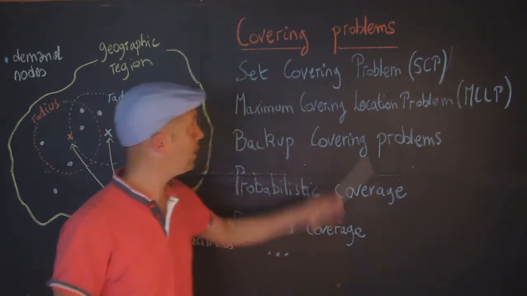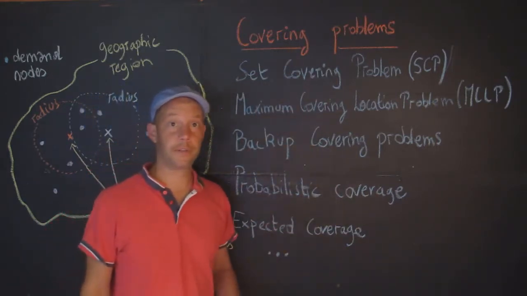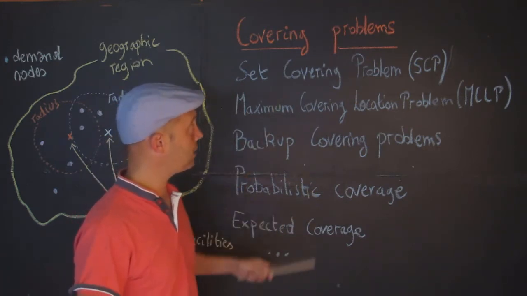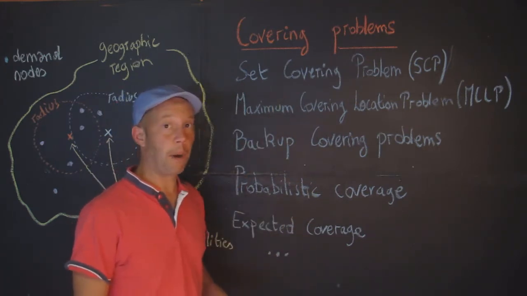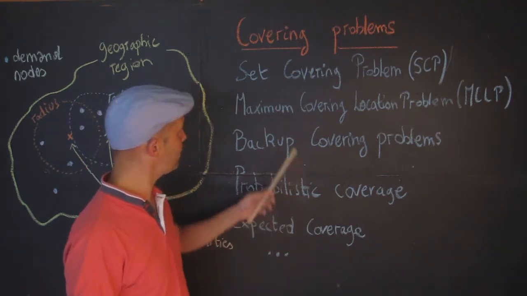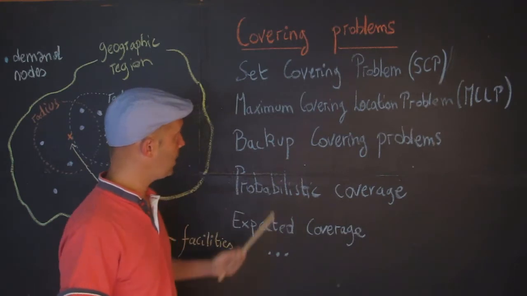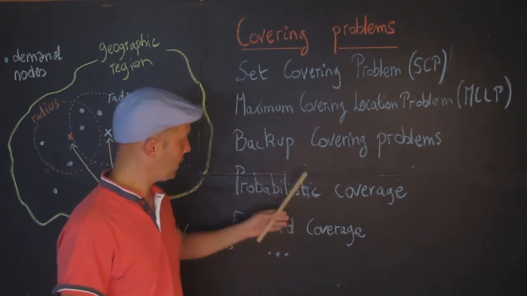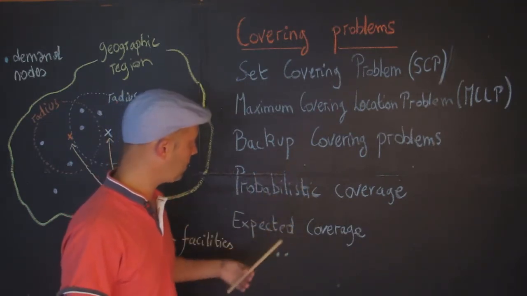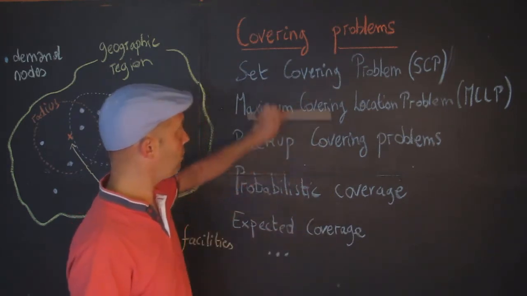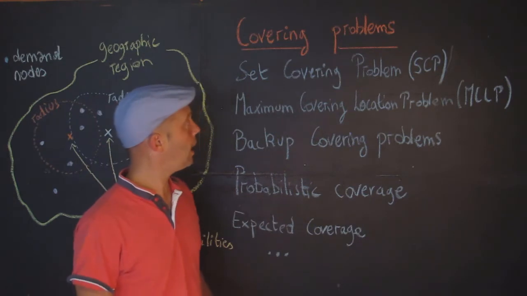Alright everybody, today we're talking about covering problems. Just a quick word of introduction before we get into those. There are different kinds of covering problems. The ones that are most popular within geography and optimization, spatial optimization, are the set covering problem, the maximum covering location problem, and the backup covering problem. And there are a couple of others I'm thinking about, like the probabilistic coverage and the expected coverage, but generally we stick to those three, at least for the moment.